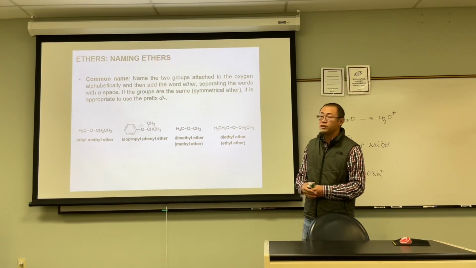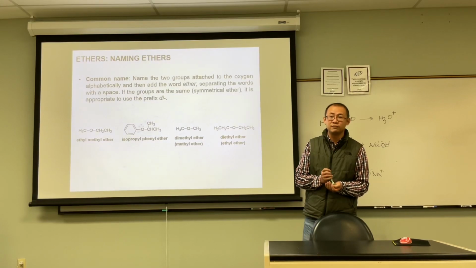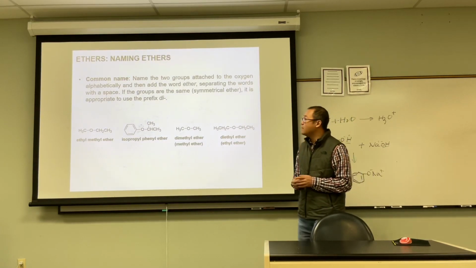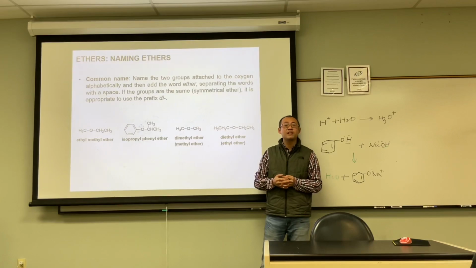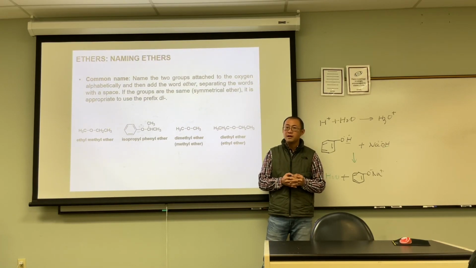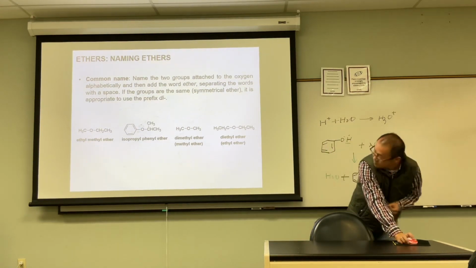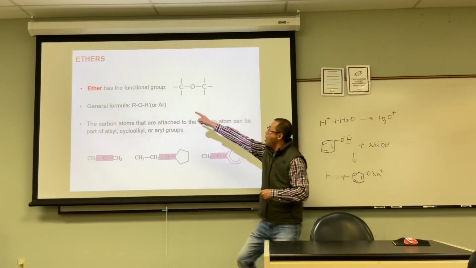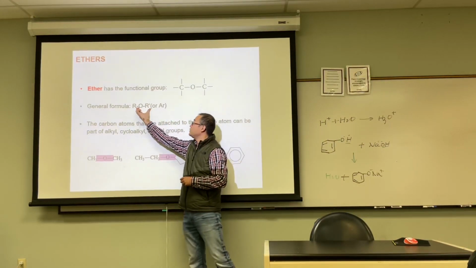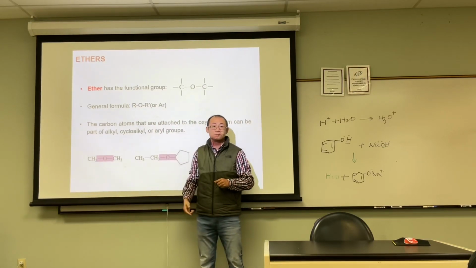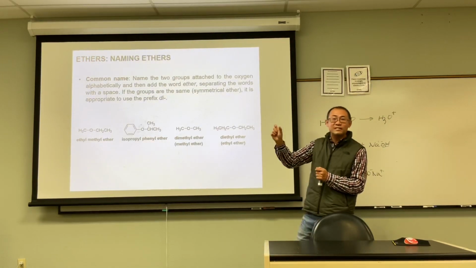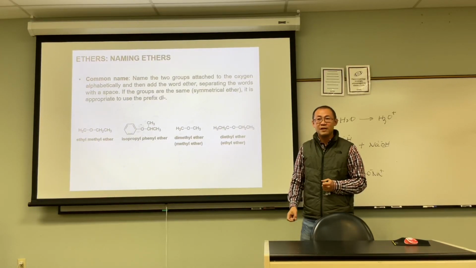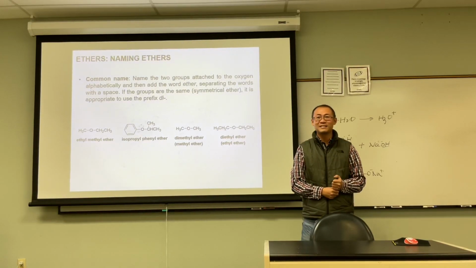So this picture shows you how we name an ether using common names. A common name of ether is simply that you list the two groups attached to the oxygen in alphabetical order, followed by the word ether. Remember, what is ether? COC, or ROR. That means there are two groups on the oxygen. So if you name a common name of ether, all you need is to name those two groups, list those names in alphabetical order, and then follow with the word ether. Does it make sense, guys?